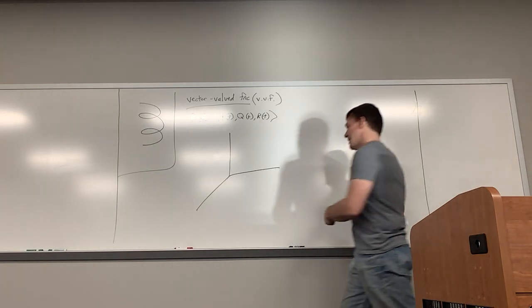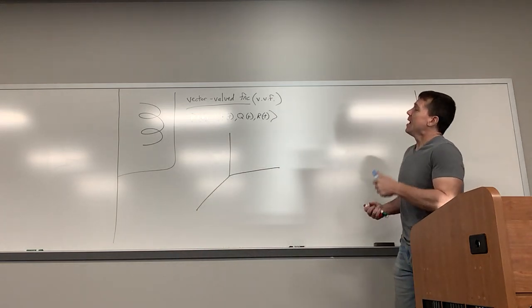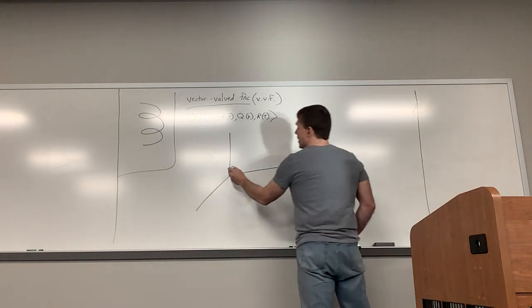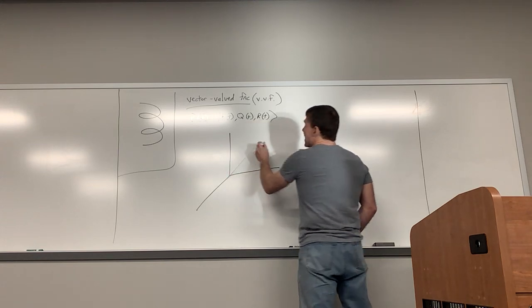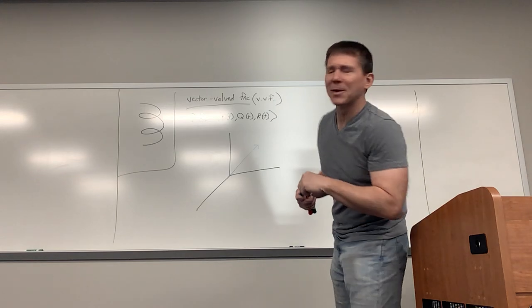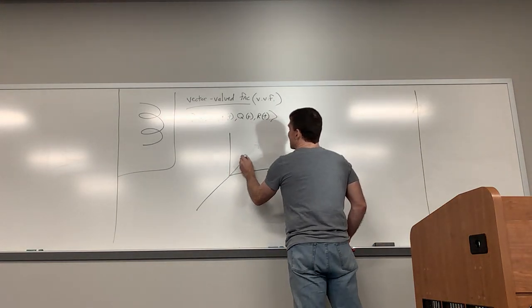F of t, I need a different color. F of t is a vector, so say maybe for the purposes of this, we can define our functions in a minute. I get that vector right there. That color is not showing up that great. Okay, I get this vector right here.